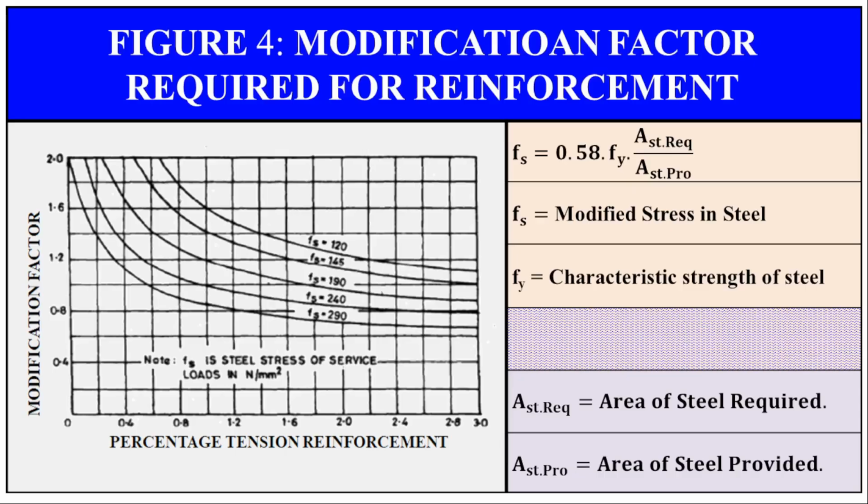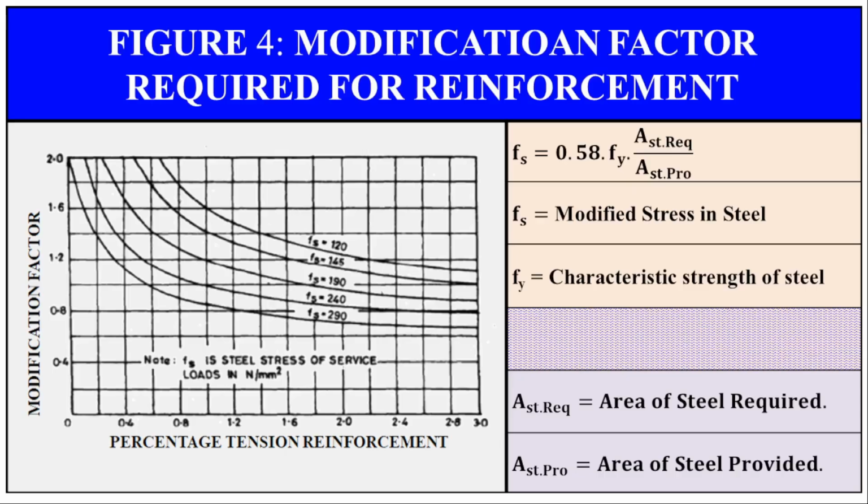Ast,req stands for the area of steel required. This is the calculated cross-sectional area of tension reinforcement needed to adequately resist the applied tensile forces in the concrete member, based on design calculations.